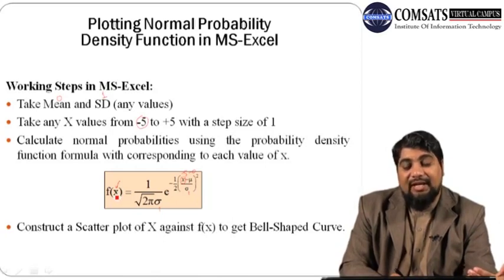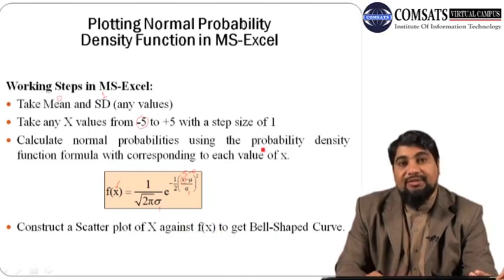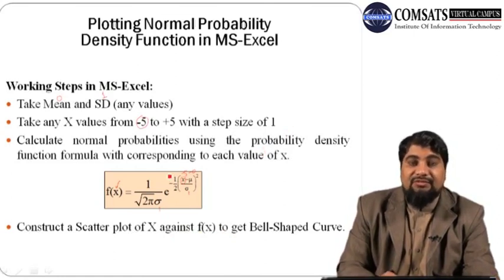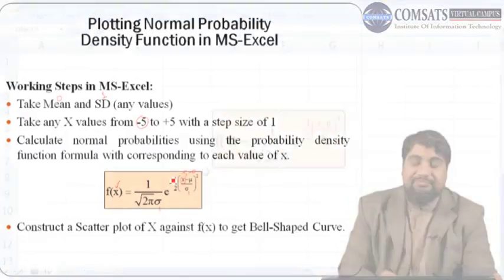So once we have all the probabilities, in the end construct a scatter plot of x against this f of x. So this will produce a bell-shaped curve. So let us demonstrate how we can use this probability density function formula to get the normal probability curve.